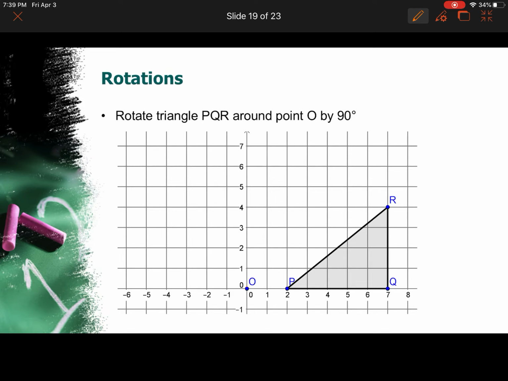Okay, so let's try it out. So everything that's on this x-axis now is going to be on that y-axis. So this is my P prime, and 7 is going to be Q prime. And then this is going straight over to R by 1, 2, 3, 4. So that's going to be 1, 2, 3, 4.